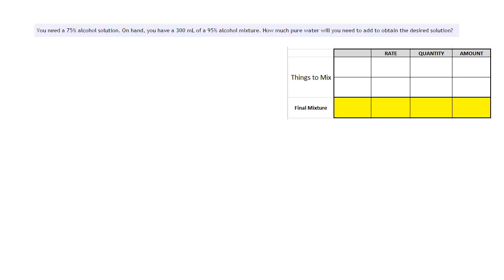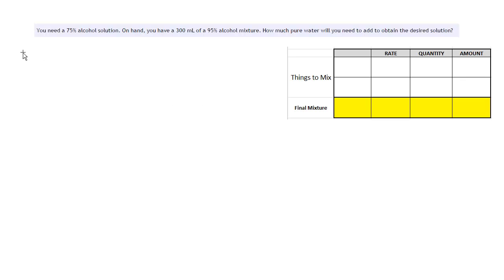All right, another mixture problem here. What we need to do is get a 75% solution. It says we have 300 milliliters of a 95% solution, and then we're going to add some pure water to it to obtain our desired solution.